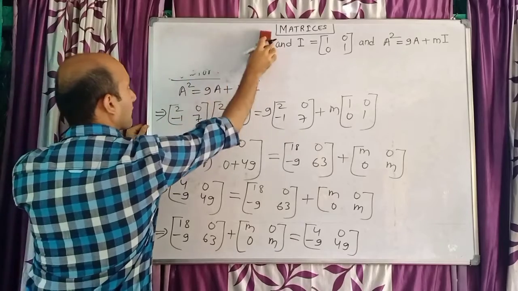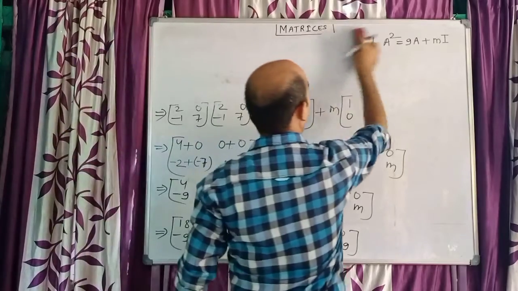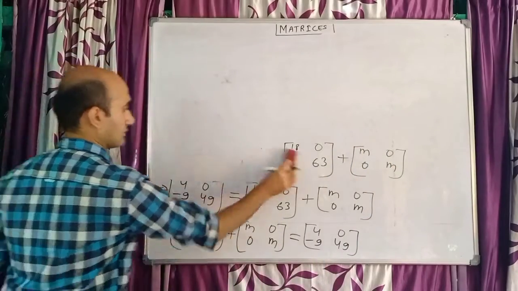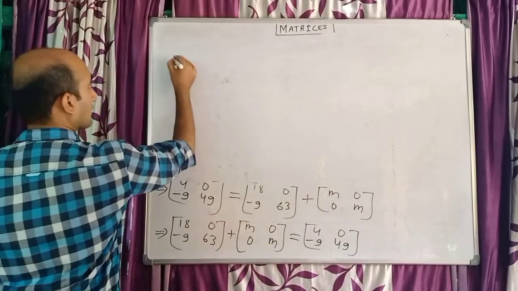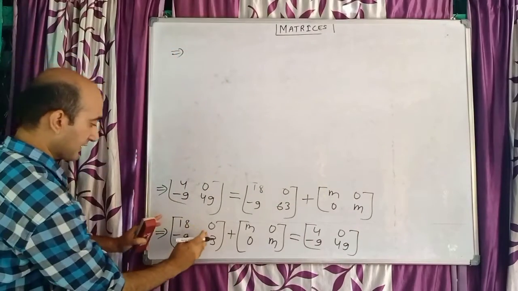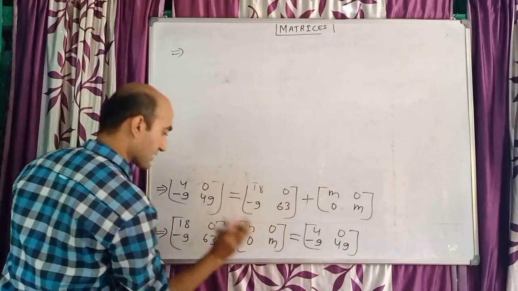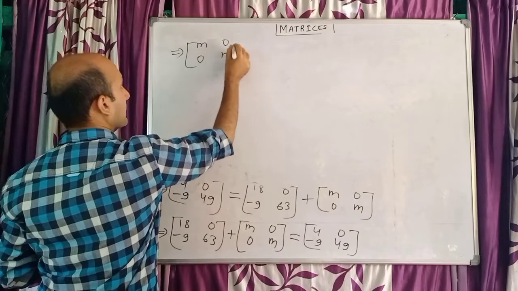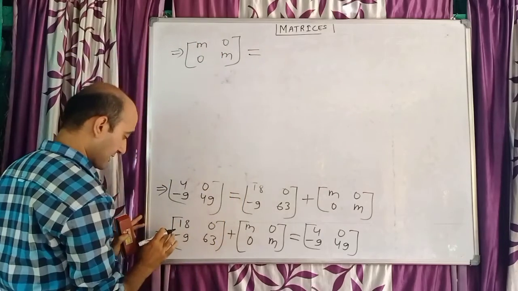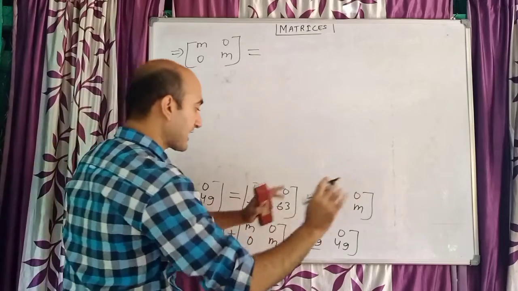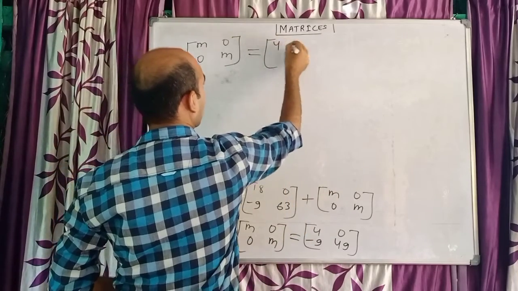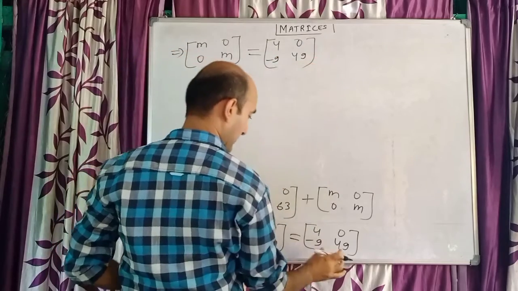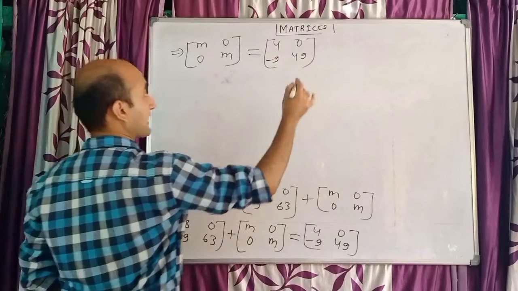So, you have to find the value of m. So, we have to find the value of m. So, let us see what happens. Now, you take this matrix that side and keep this matrix here only. So, m 0 0 m will remain here, and this matrix as it is plus here, when it will go that side, it will become minus with the matrix 4 0 minus 9 49. So, this matrix is here and this will become minus.